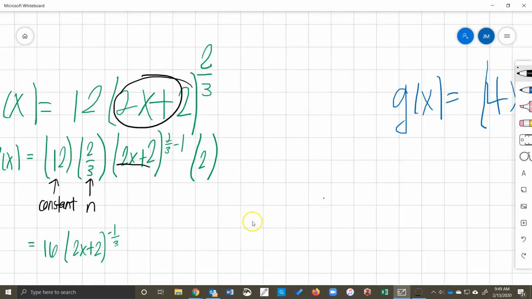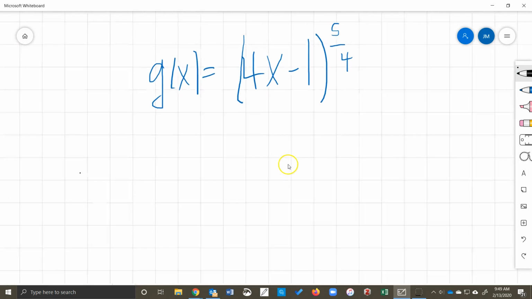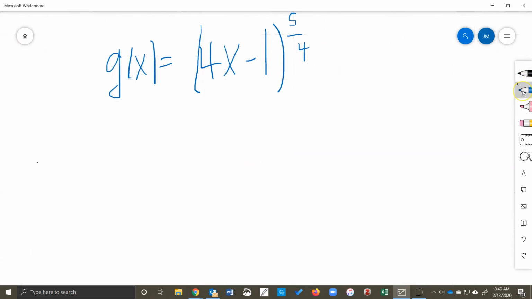So now let's find the derivative of the second function, and we'll do this one together. Again, another chain rule. This is g prime. And the inside is 4x minus 1. The outside is something to the 5/4 power. So I'll write that 5/4 down. That's going to come in the front.